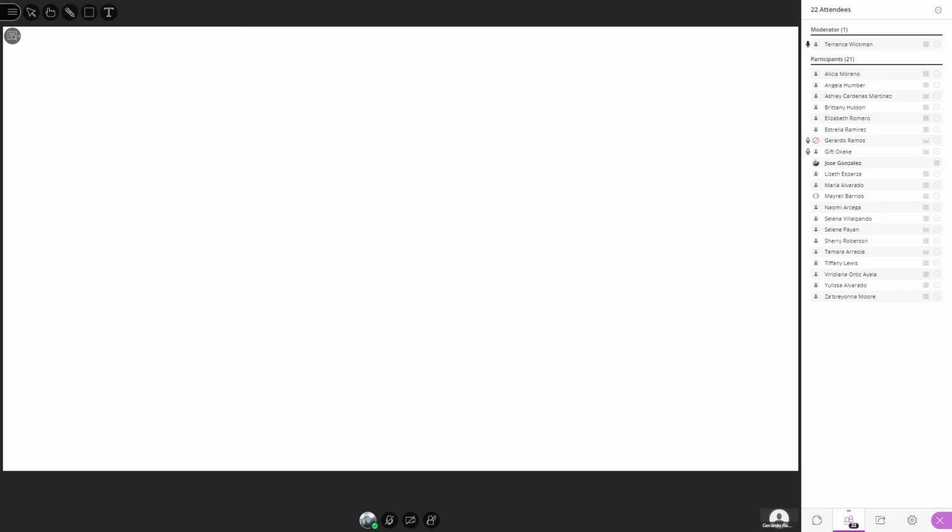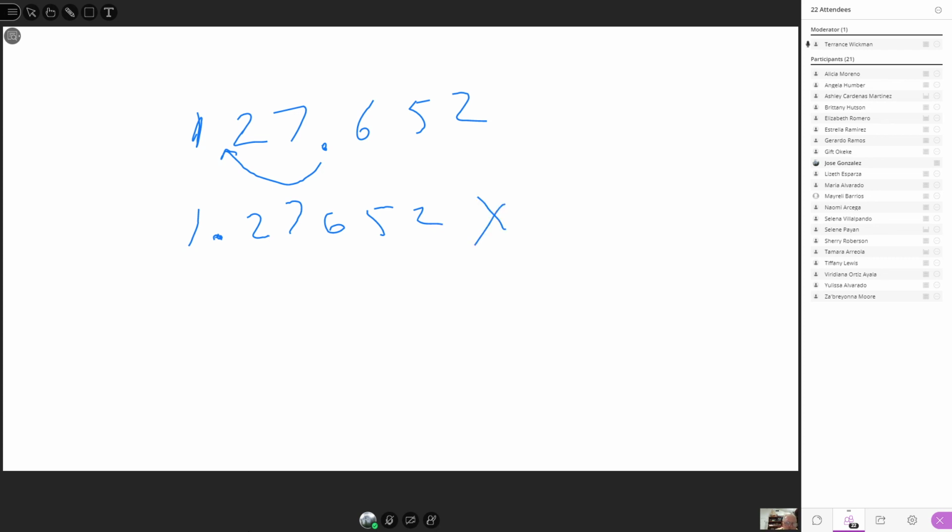So let's do another one. Let's do 127.652. Be sure to put your phones on mute now. So rule number 1 says you can rewrite this to make it scientific notation. You have to have the number between 1 and 10. So we have to move this decimal this time in this direction. So we now have the number 1.27652.